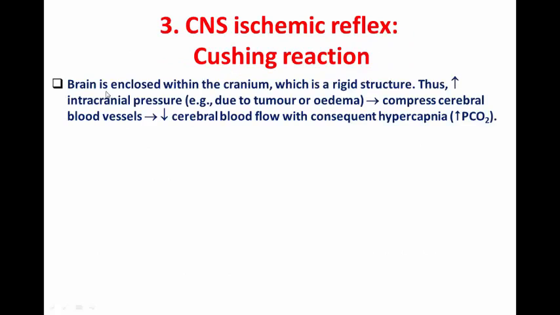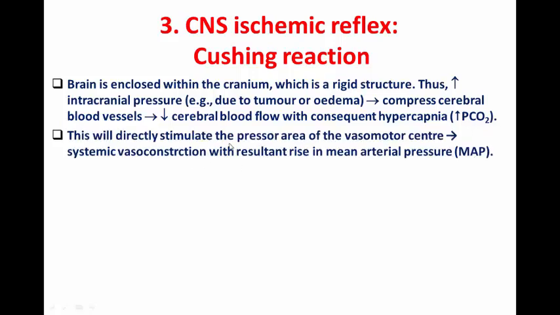So, as you all know, the brain is enclosed within the skull, within the cranium, which is a rigid structure. So there is no room for the brain to expand. Thus, an increase in the intracranial pressure as a result of a brain tumor or brain edema would compress the cerebral blood vessels. Hence, cerebral blood flow is decreased. This causes hypercapnia, an increase in the partial pressure of carbon dioxide in the cerebral blood vessels. This will directly stimulate the pressor area. The pressor area is the area which eventually innervates the blood vessels of the vasomotor center, hence resulting in systemic vasoconstriction, increasing the total peripheral resistance with resultant increase in the mean arterial blood pressure.